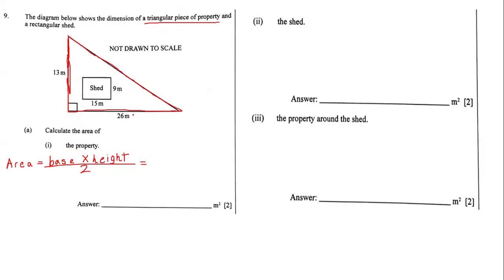The base is 26 meters. What is the height? Are we writing this? Yes, you're writing this down. You're supposed to already have this written. So the base is 26. And like she said, the height is 13. Right, so the height is 13.